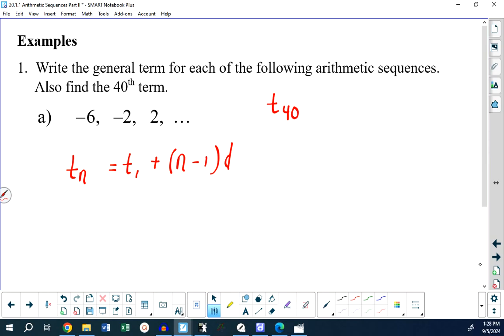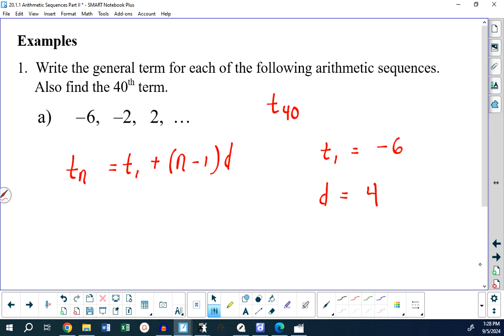We make a list of our parameters, T1 and D, and this is how I would describe what's going on from here on in. If you know those, you unlock anything related to this sequence. If you know those two things, you can tell me anything about the sequence. So T1 is -6, and D is 4. Everybody just give that a little bit of thought and make sure you understand where I'm getting those numbers from.